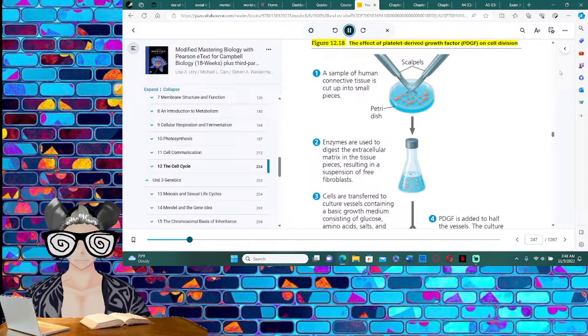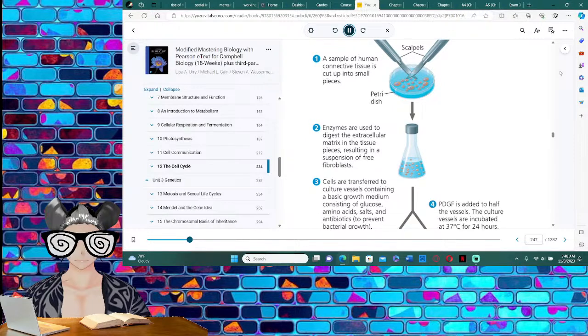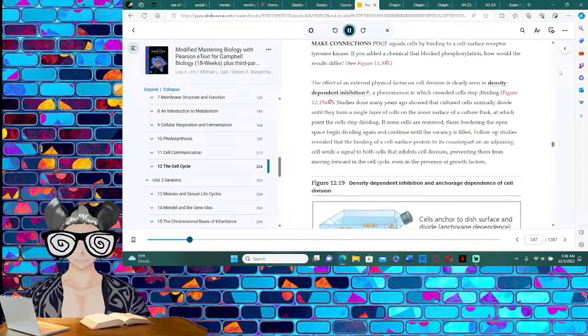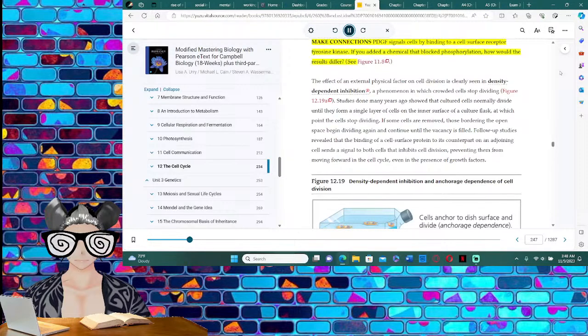Figure 12.18, the effect of platelet-derived growth factor, PDGF, on cell division. With PDGF, cells proliferate. Without PDGF, cells fail to divide. Figure 12.18 full alternative text. Make connections. PDGF signals cells by binding to a cell surface receptor tyrosine kinase. If you added a chemical that blocked phosphorylation, how would the results differ?